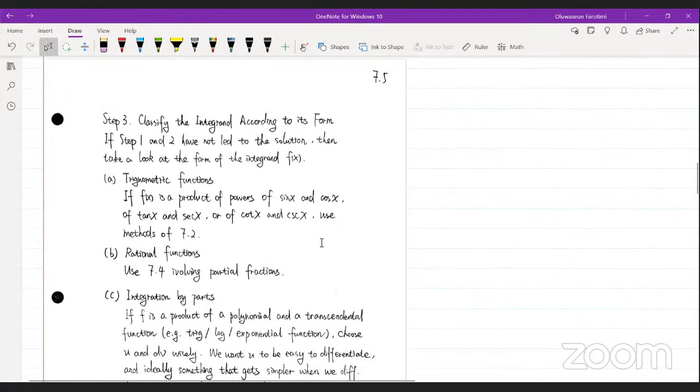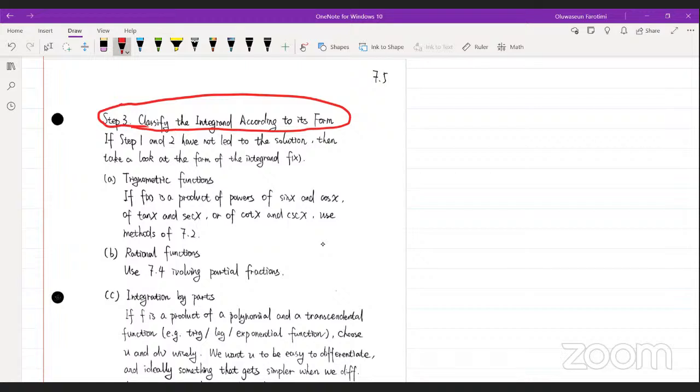At step 3, what can you still do? You can classify the integrand according to its form. We said the first step is to try to simplify the integrand. Good, it can work sometimes. We say step 2 is to find an obvious substitution. Good and fine, it can work too. So what if step 1 and step 2 do not work? You have to classify the integrand according to its form.